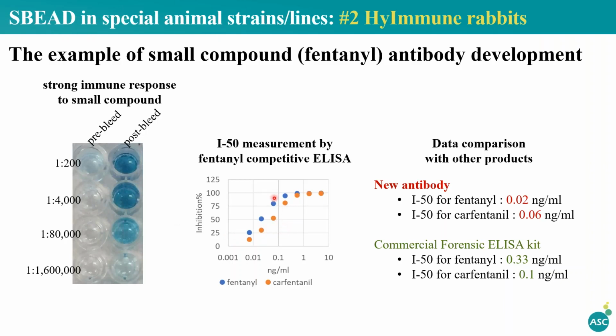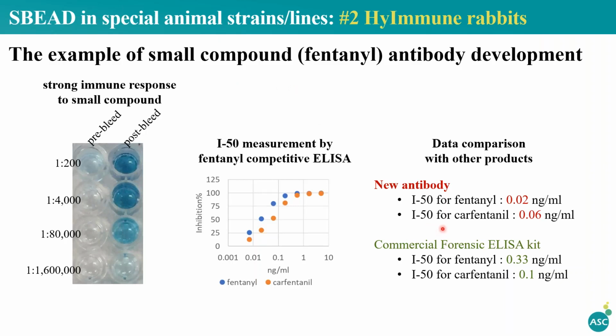can detect fentanyl with a high sensitivity, with an IC50 value as low as 0.02 nanogram per ml. For comparison, the commercial ELISA kit used in the forensic lab has an IC50 of about 0.3 nanogram per ml. That means our antibody is about 10 times more sensitive than the commercial antibody.